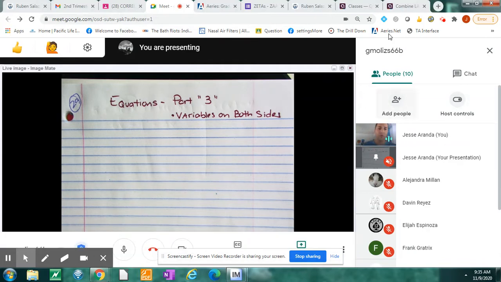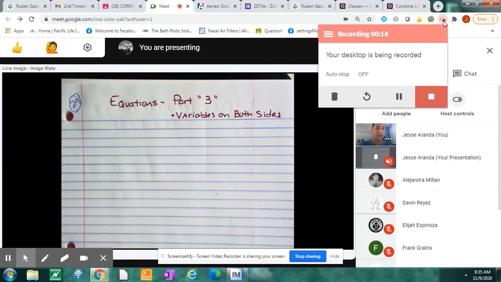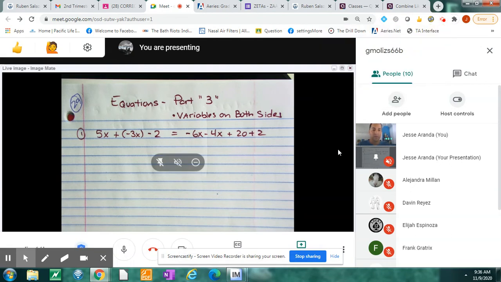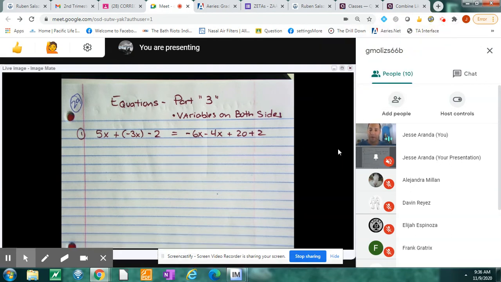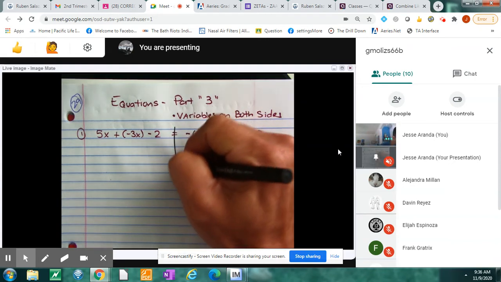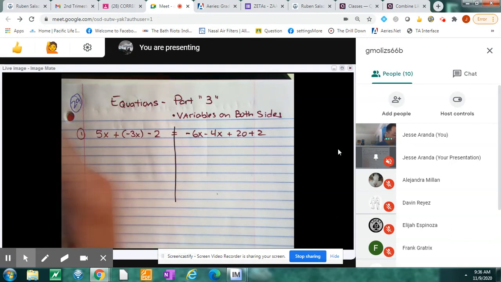So the first problem. Let me go ahead and pause this and write it down. So what do we do first? We go ahead and draw the line, right? That's the first thing we do, draw the line to separate the sides. Remember, we want to solve for x. So now let's do the left side.